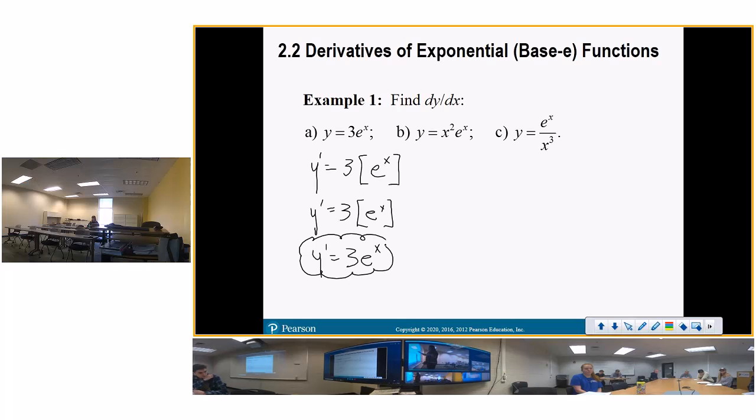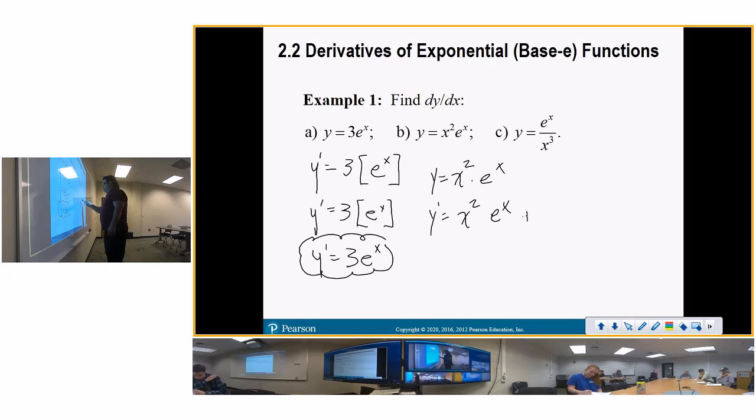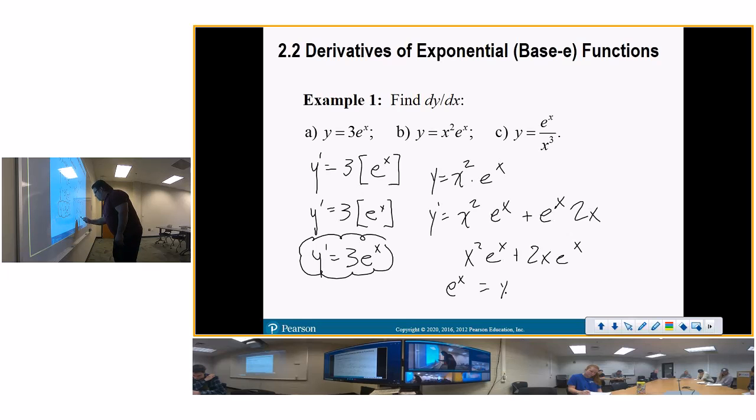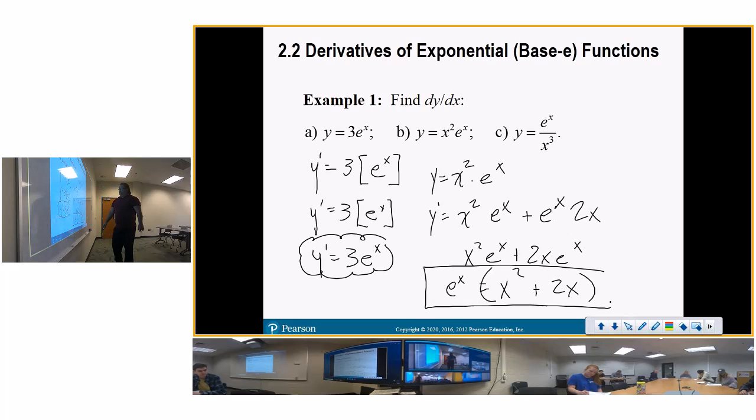Next one, y is equal to x squared times e to the x. Product rule: y prime is equal to x squared, first, times the derivative of the second, plus the second times the derivative of the first. That'll be x squared e to the x plus 2x e to the x. You can factor out an e to the x, and that's going to leave x squared plus 2x. And that's how you do that.